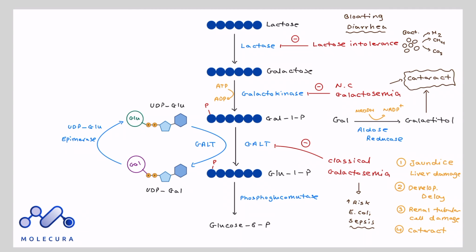So by this, we have discussed the metabolism of the three major carbohydrates in our body, namely glucose, fructose, and galactose. In the next video, we're going to be talking about the TCA cycle and how it gets connected ultimately to the electron transport chain and ATP generation in our cells.